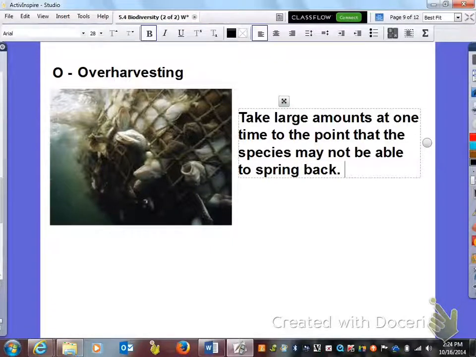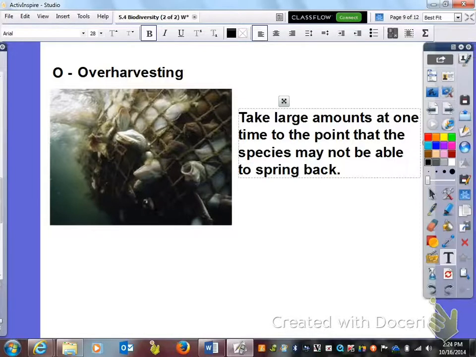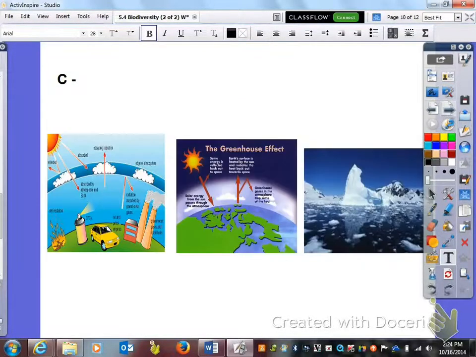Commercial fishers sometimes over-harvest a species of fish during a certain season, and those species may struggle to bounce back and be as plentiful as they were, okay? So over-harvesting is an example. All right. Now, so that was our HIPPOS.